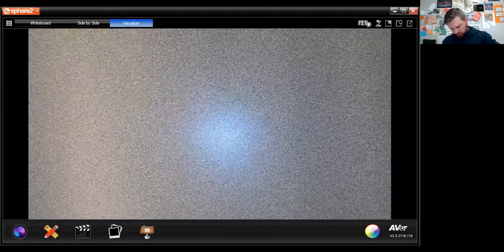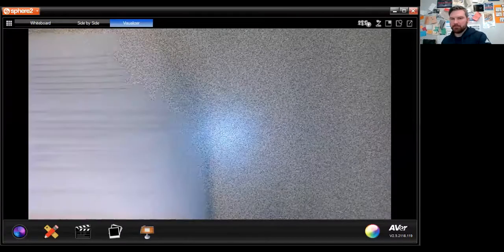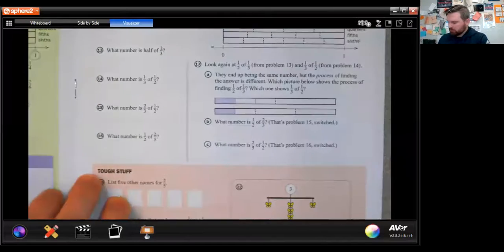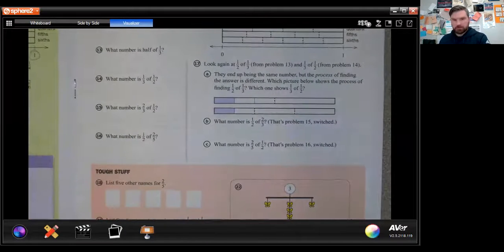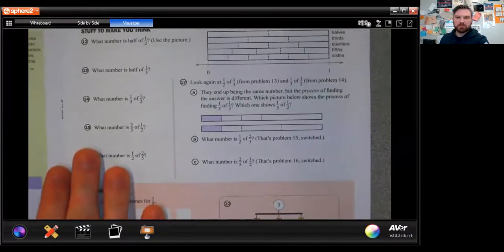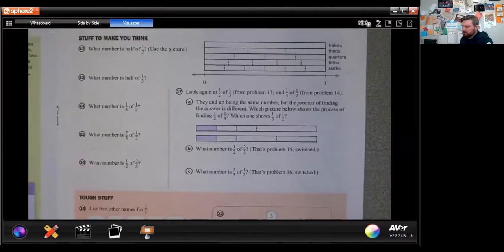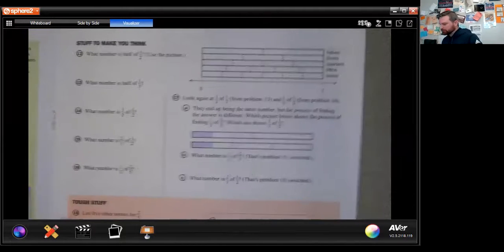All right, welcome back to lesson 5 here. We're looking at page 25. This is the second part of unit 3, lesson 5 that we're going to go through. You should have already watched the first part of this lesson, which is 3.5.2. And we're going to get started here on the stuff to make you think.